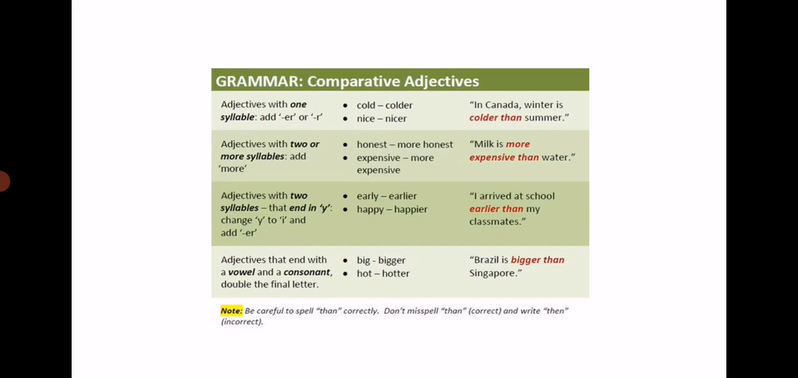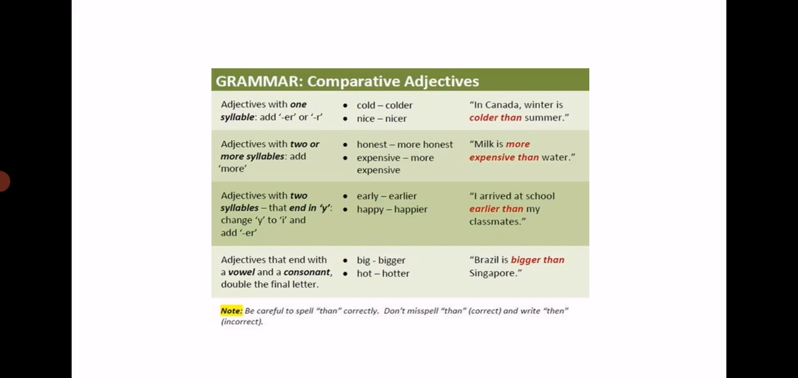For adjectives that end with a vowel and a consonant, we double the final letter. In that case, I have, for example, big. Big is a word with only one syllable. I'm going to add double g and er. The same will happen with the word hot. Hot has only one syllable. In that case, I'm going to put double t and add er. I have an example: Brazil is bigger than Singapore. Be careful to spell that correctly. Don't misspell than. Don't forget that it's really important that we use than in these kinds of statements when we compare, and write then.